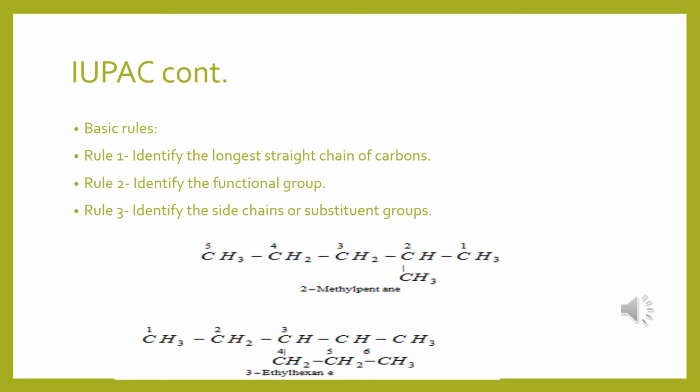Here are some basic rules for IUPAC nomenclature. Rule 1, you will identify the longest straight chain of carbons. Rule 2, you will identify the functional group. And Rule 3, you would identify the side chains or substituent groups.